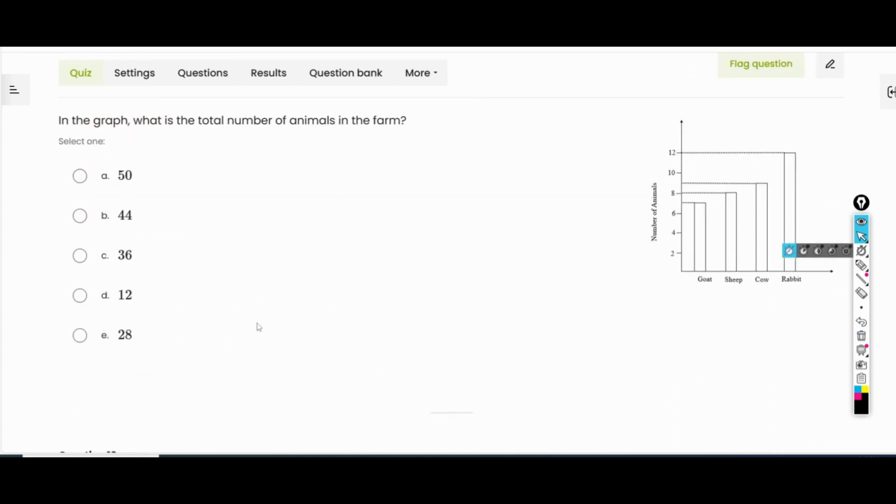Okay, this says what's the total number of animals. So total number of animals, we just need to add, right? So how many goats do we have? The goats are 7, the sheep are 8. Yeah, I think the plural of sheep is sheep. So the sheep are 8, yes. The cows are 9 and the rabbits are 12. So we just need to add them up. This is 15 plus 21, which is 36. So the total number of animals are 36.